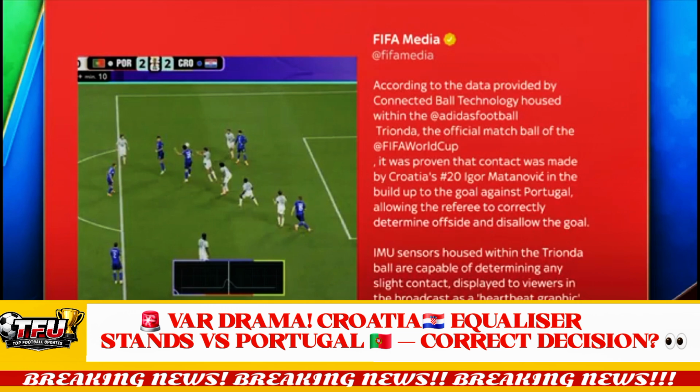IMU sensors housed within the ball are capable of determining any slight contact, displayed to viewers in the broadcast as a heartbeat graphic, and allowing officials an unprecedented level of data to make fast, accurate decisions.